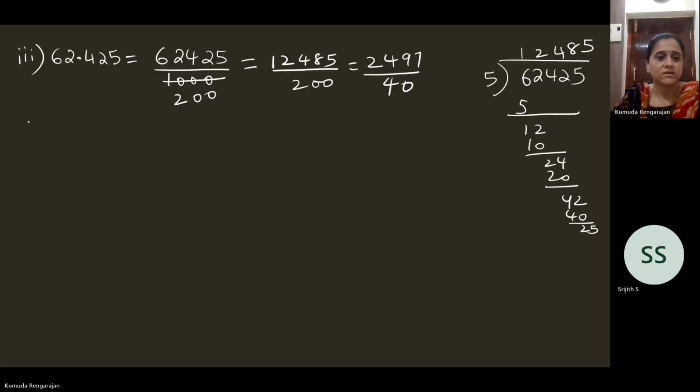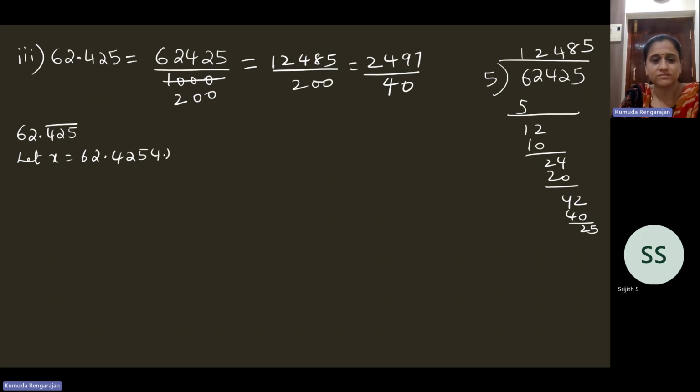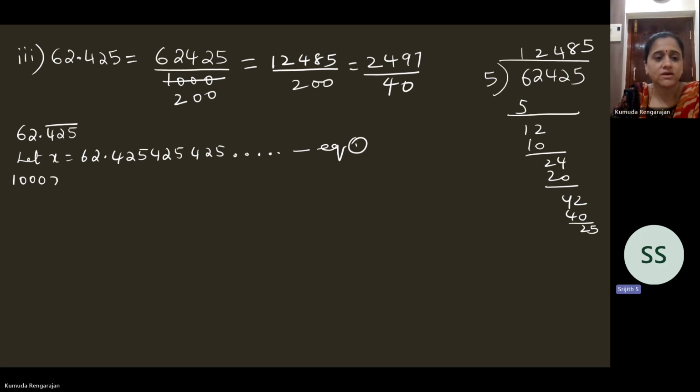Next one is 62.425 recurring. So let x be equal to 62.425 recurring. Write it about 3 times, and this is equation 1. Then since 3 digits repeat, 4, 2, and 5, in the decimal part, you should use the number 1000 and find 1000x. 3 digits or 3 zeros? 1000.